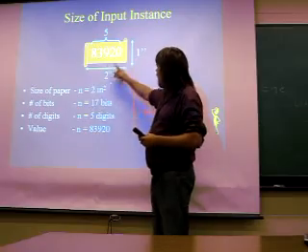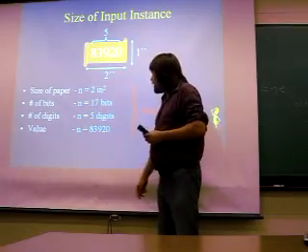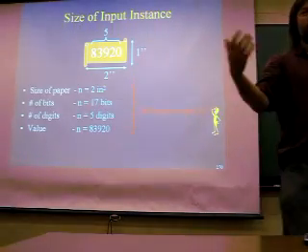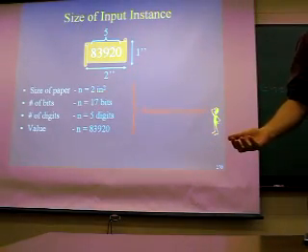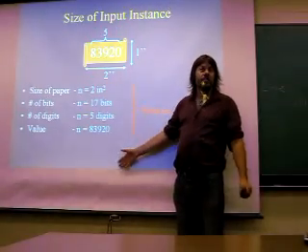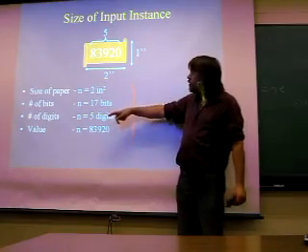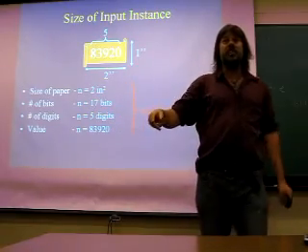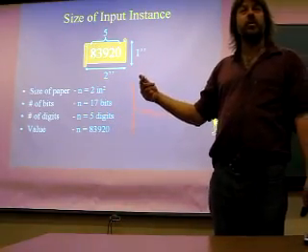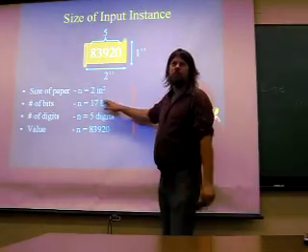Turns out that it takes 17 bits. It takes 5 digits, and the value is 83,920. All right. So it doesn't matter which of these we use for size. Which one do you think the theoreticians of computer science use? They use the number of bits.